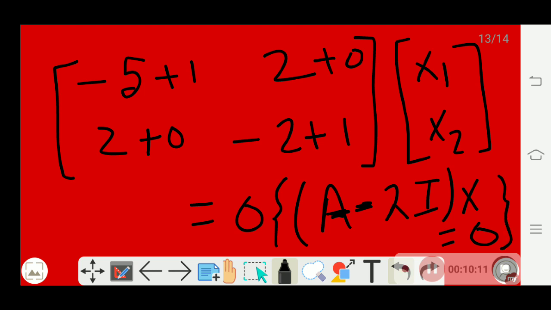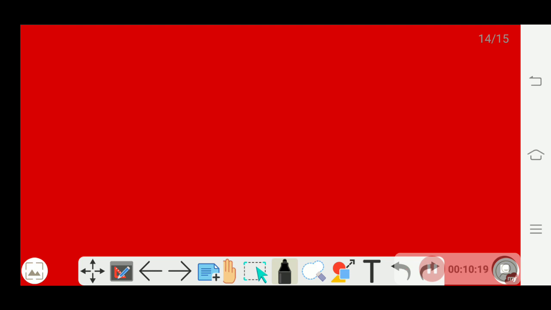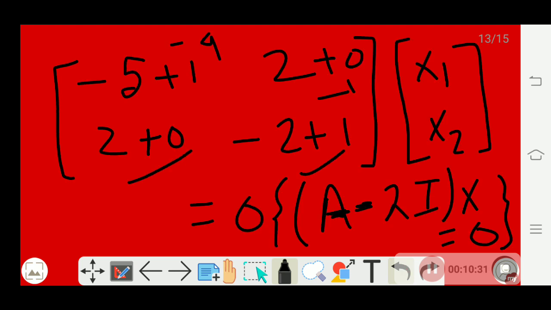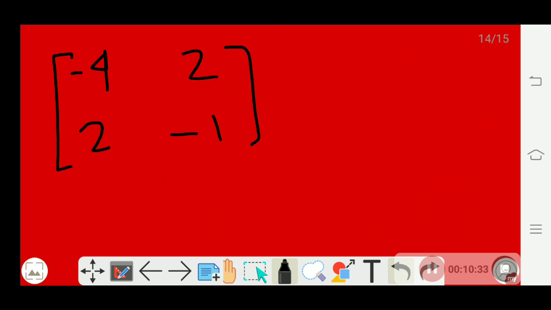Okay, let's go to the next page. So minus 5 plus 1 is minus 4, and here it is minus 1. So we are getting minus 4, 2, minus 1, 2, right? Yes, yeah.